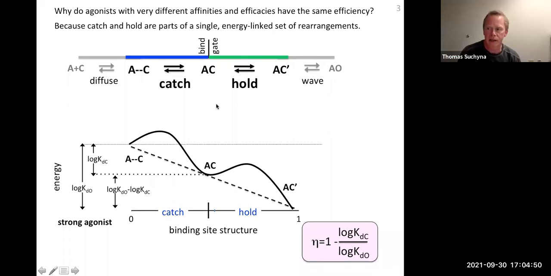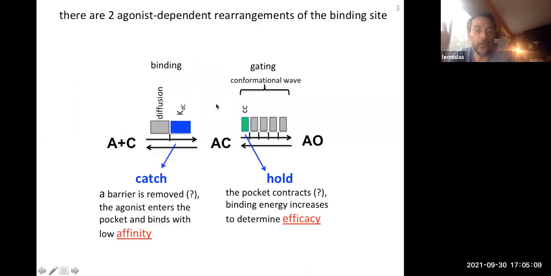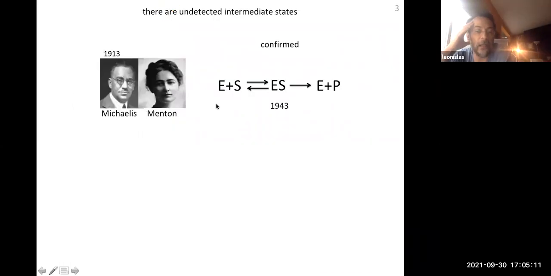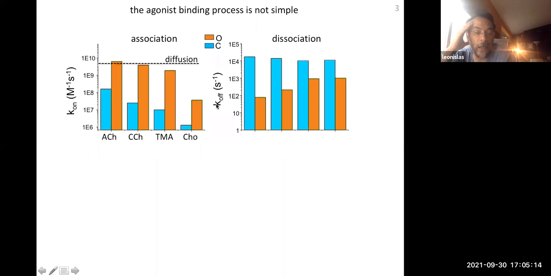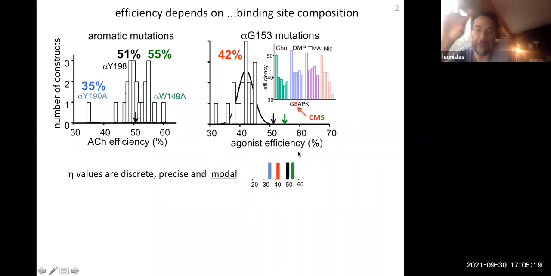Tony, Leonislav has had his hand up. Yeah. So Tony, this is like extreme conformational selection, right? Your segregation of values of efficiency will indicate that there is a set of conformations of the binding pocket that are fixed, no? Yes. And then the agonist is just selecting from those, but there is not a lot of flexibility in those conformations. Yes, that's what I would say.